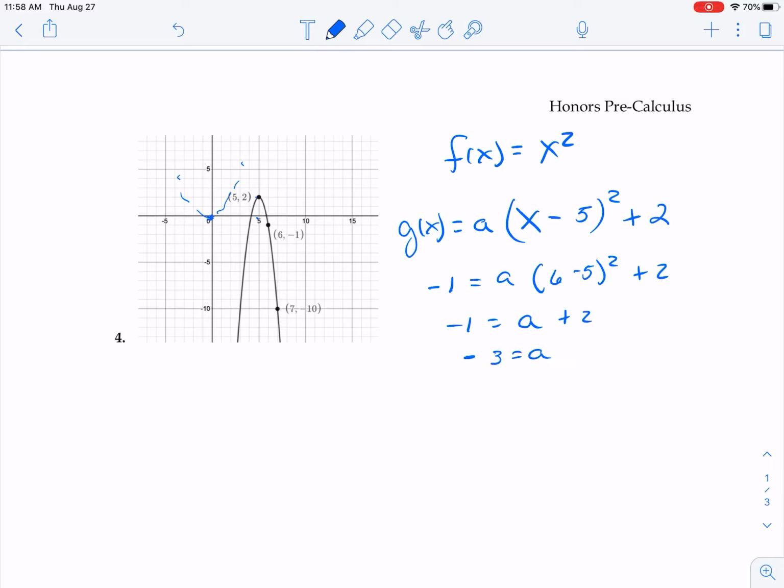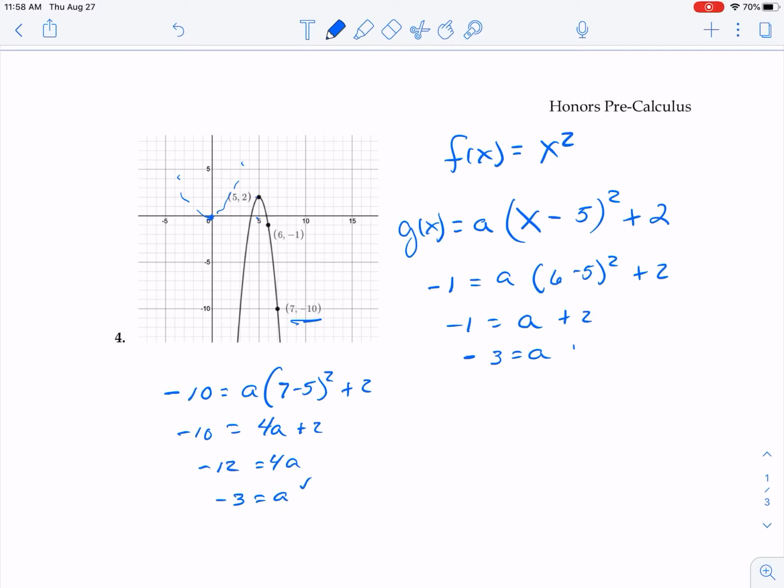Well, negative makes sense because it's upside down. And I said, well, wait a minute. Let's try this point and see if it's correct. So you plug in 10. It's a negative 10. I forgot the negative last time I did this. Got the wrong answer. 7 minus 5 squared plus 2. So you got negative 10 equals 7 minus 5 is 2. 2 squared is 4. Now subtract 2 and you get negative 12. Divide by 4 and you get negative 3 equals a.